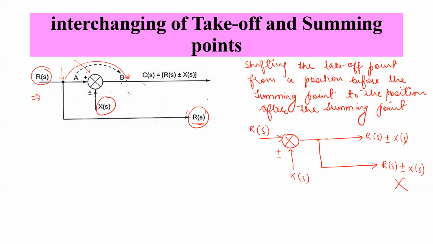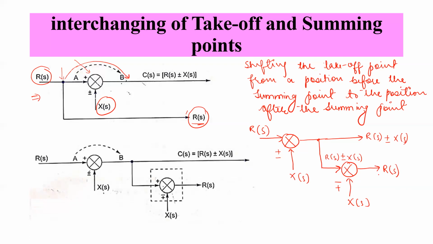The solution to this is that we need to add a summing point here. And here we have RS plus minus XS, and we need to add a summing point here, XS minus plus, and the output will be RS only. So this is what we do. This is how we will change the original.